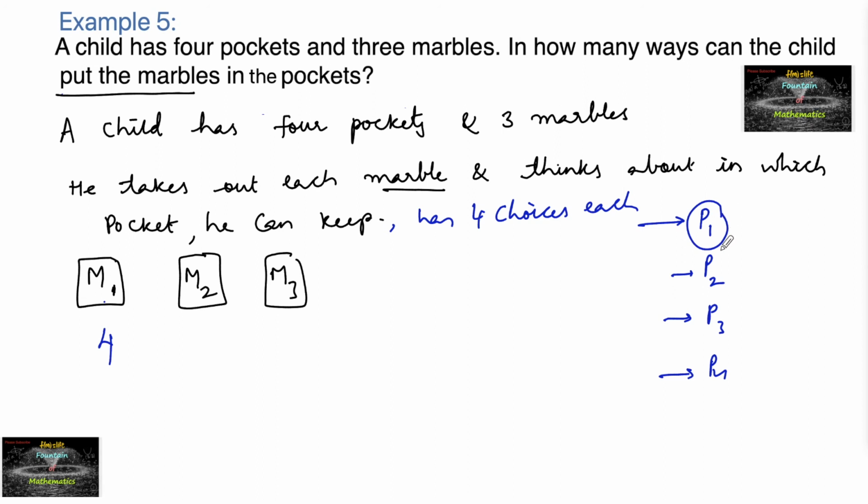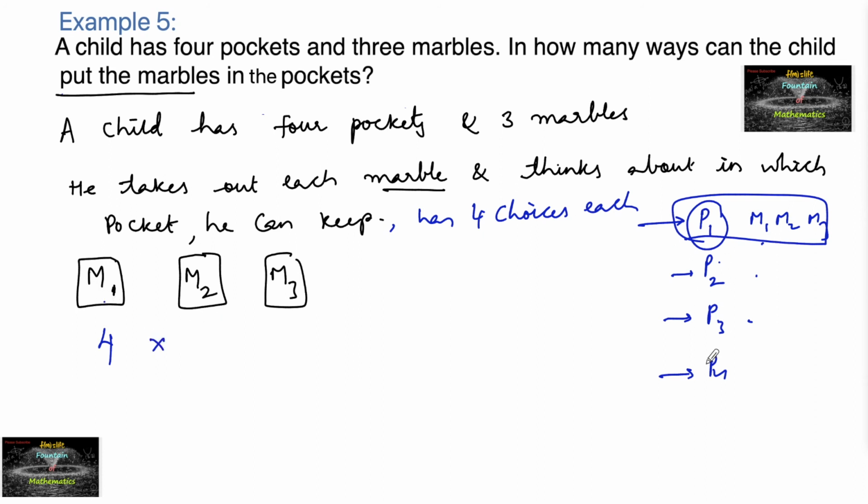Either he can keep it in pocket 1 or pocket 2 or pocket 3 or pocket 4. And we may have some doubt that if one pocket is already filled with one marble, we cannot keep the second marble there. No. In how many ways can the child put the marbles in the pockets means he can keep any number of marbles. In the first pocket he can keep all three marbles, m1, m2, m3, or he may keep m1 here, m2 here and m3 here, like in any different ways.